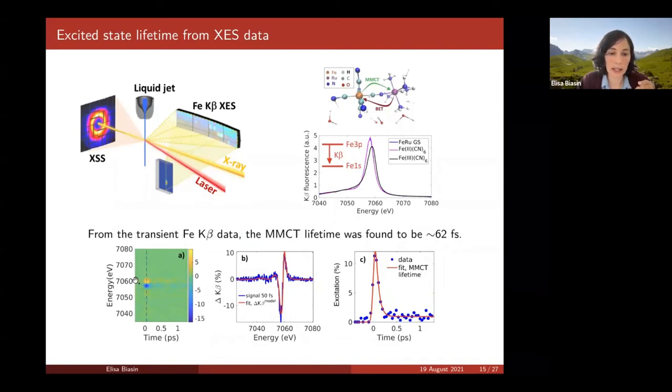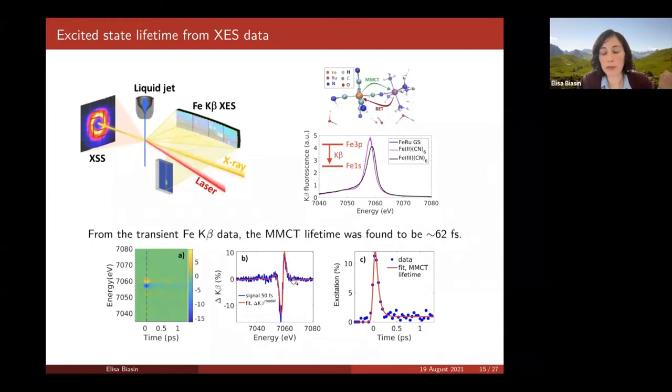And here on the bottom, you can see the transient data that we collected after photoexciting the iron ruthenium molecule. So if we take here a specific time delay, 50 femtosecond, you can see that the transient signal, the blue line, can be well described by the difference between the iron 2 cyanide and the iron 3 cyanide, meaning that we are observing a change in oxidation state of the iron due to the electron transfer to the ruthenium.